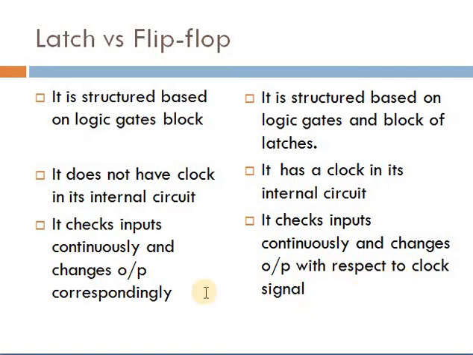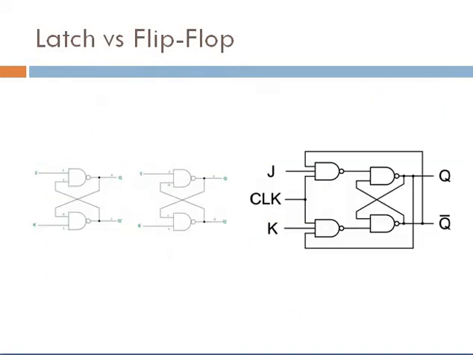It checks the input continuously and changes the output with respect to the clock signal. So the latch is based on the input, and the flip-flop is based on the input as well as the clock signal. See here, if you give 0 0, it will produce some output. If you give 0 1, it will produce some output. 1 0, it will produce some output. But in the flip-flop, you should give the input, and based on the clock pulse you are going to get the output.